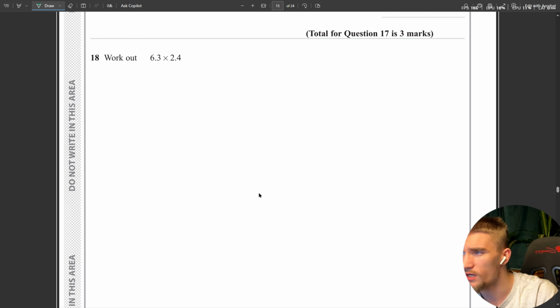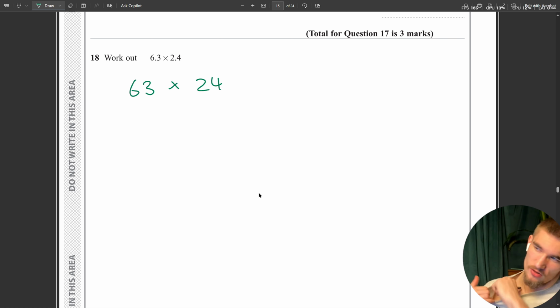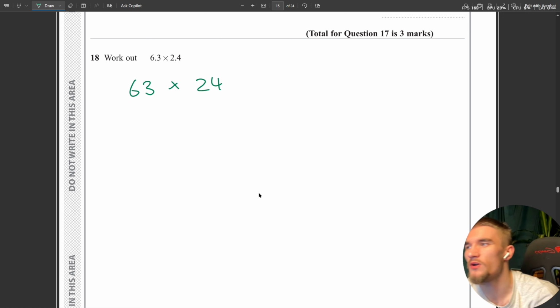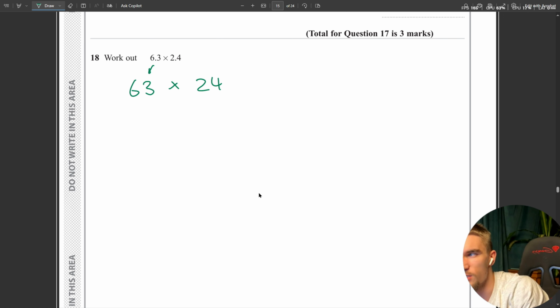Okay, so whenever we're multiplying decimals like that, the best way to do it is to just pretend that it's 63 times 24. Just pretend that there are no decimals, right? But then ask yourself, what did I need to multiply this by for it to become a number like that? And what did I need to multiply that one by? So I had to multiply this one by 10 and this one by 10, right? So let's keep that in mind.